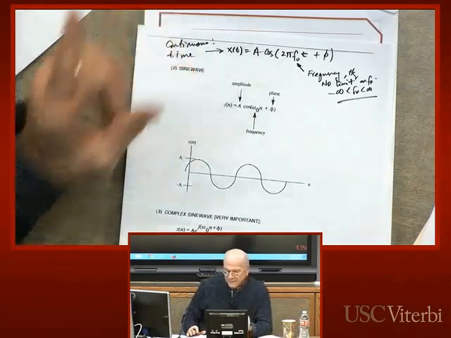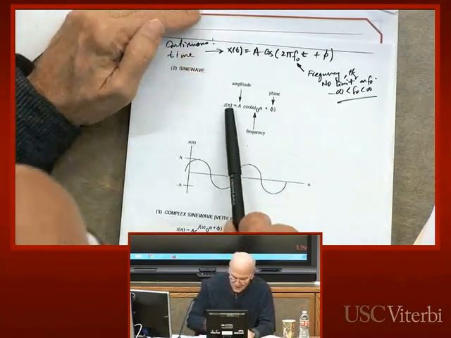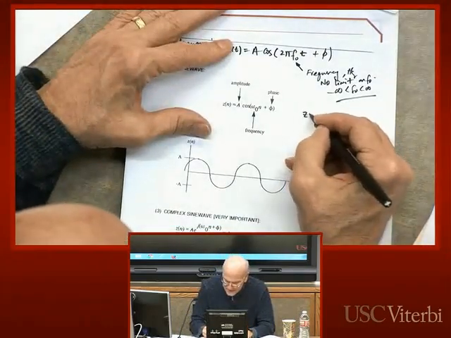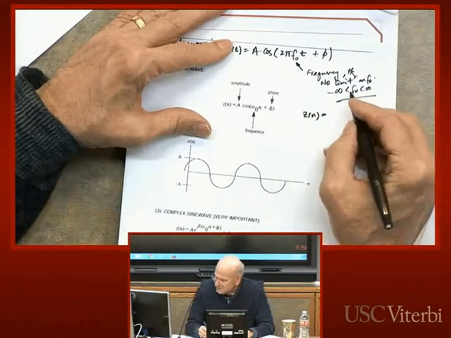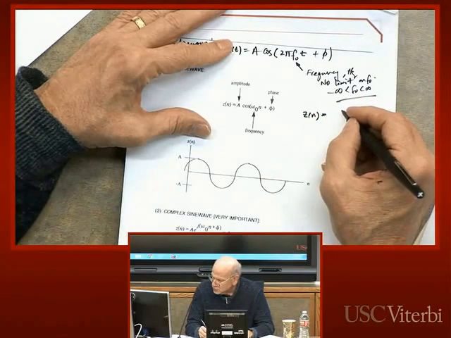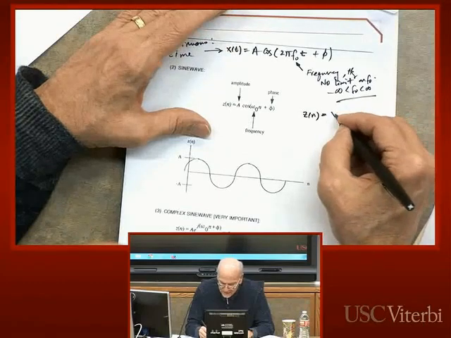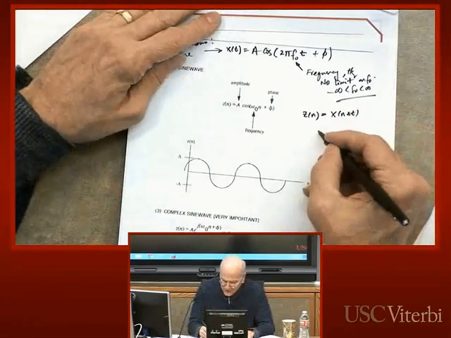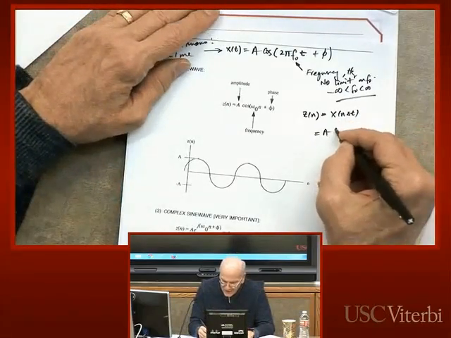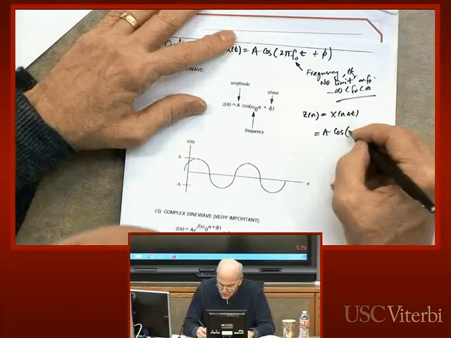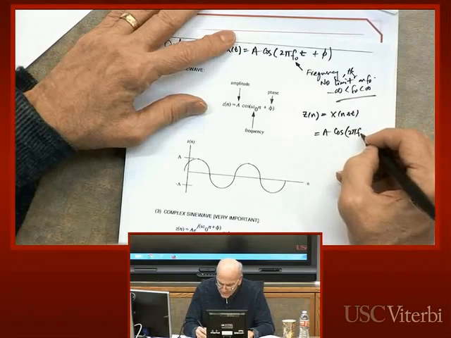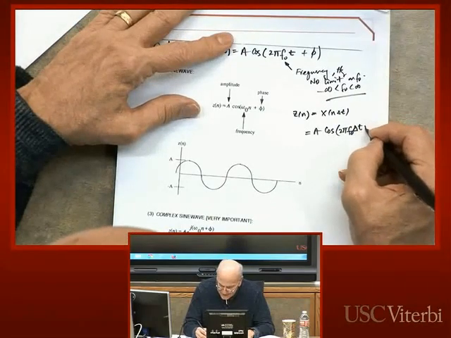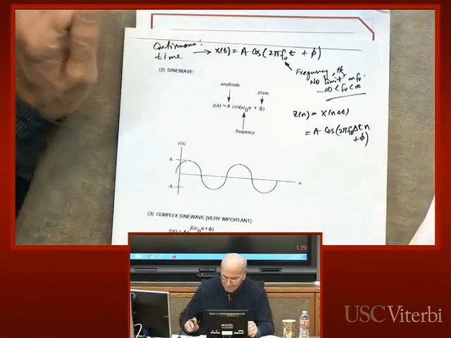That's not the case in our discrete world. In the discrete world, first of all, let's let z of n equal x of n delta t. Let's sample this thing. So that's going to be cosine of 2 pi f naught delta t times n plus phi.